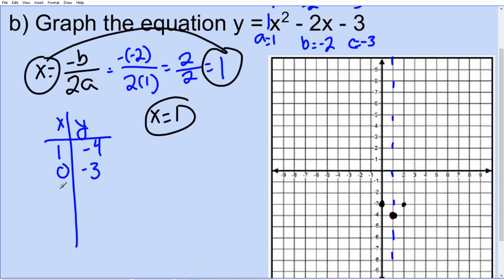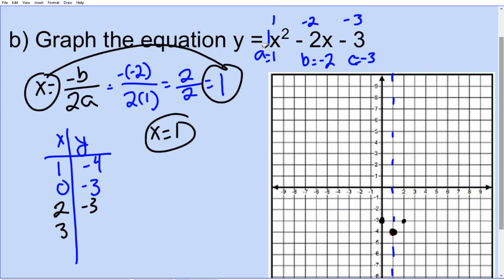If I'm going to plug in, well, I can't plug in 2. I could plug in 2, but I know the answer is already going to be -3. So that's not worth my time. So I'm going to plug in a 3. 3 squared is 9. -2 times 3 is -6, minus 3. That gives me 0. So 3, 0. And then I know on the other side I'm going to have -1, 0.